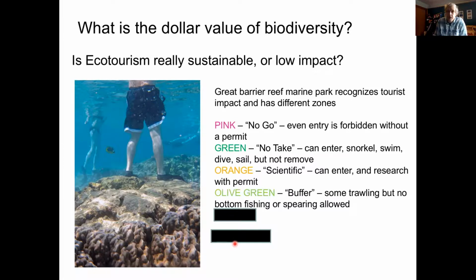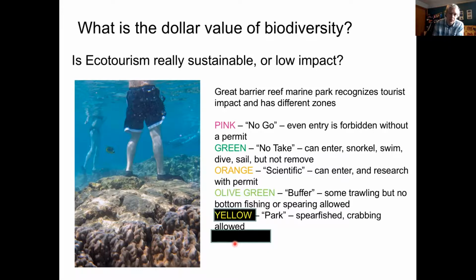Next down is the olive green or the buffer zones. They do allow some trawling, but absolutely no bottom fishing or spearing allowed. So you're allowed to put a line in the water and try and catch fish, but no part of your fishing gear is allowed to touch the bottom. So if you're using weight, you have to make sure you've got enough line that it's not going to hit the bottom.